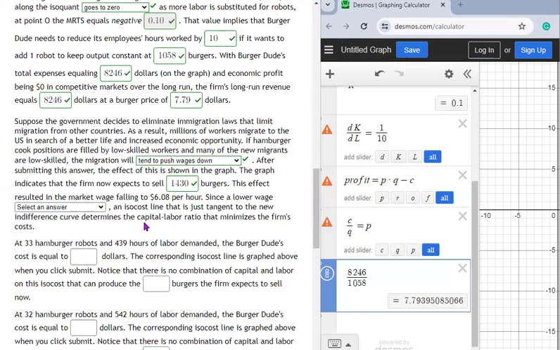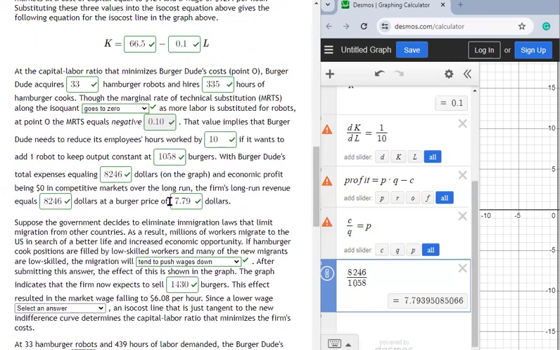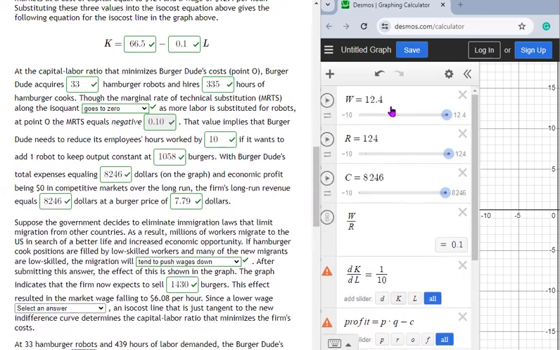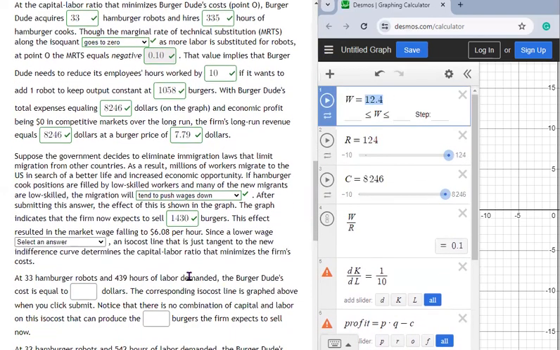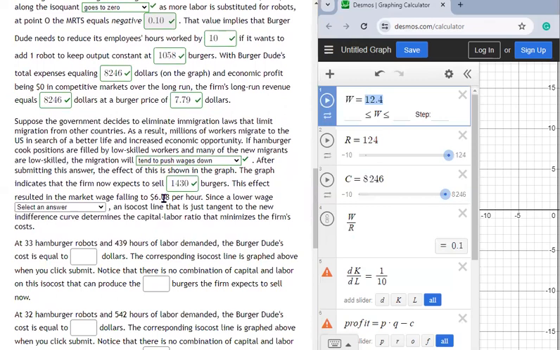This effect resulted in the market wage falling to $6.08 per hour. So the market wage rate was $12.40. Now the market wage rate is $6.08. You used to have a lot more people supplying their labor to hamburger joints. It pulls the wage down. That labor is less scarce, and things that are less scarce, their value per unit decreases.